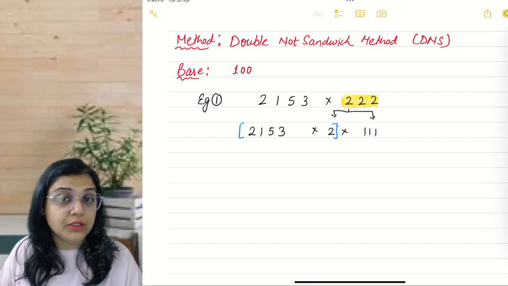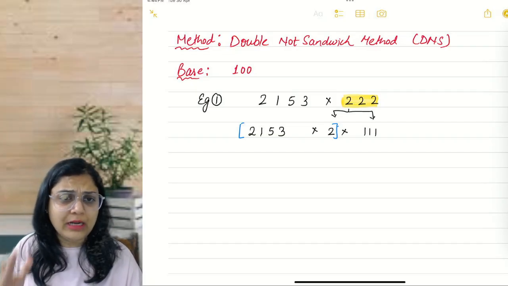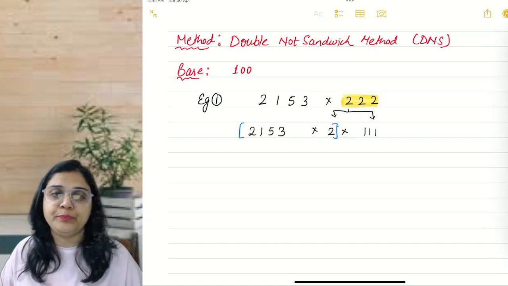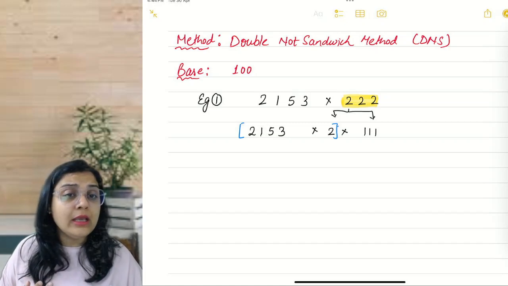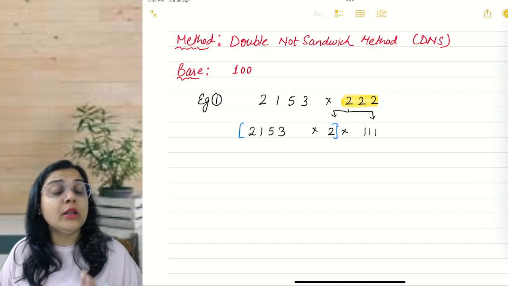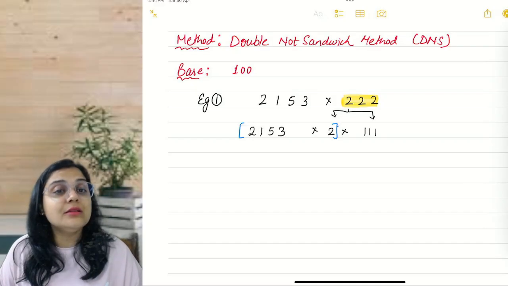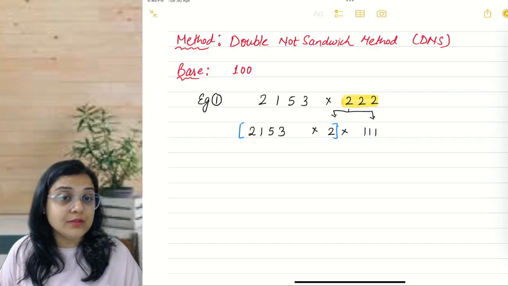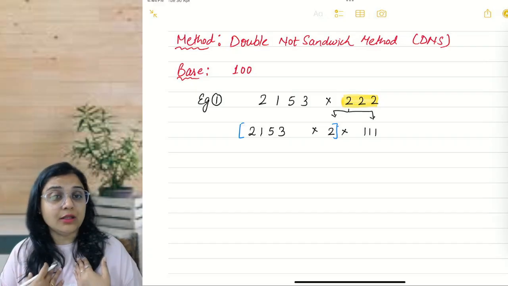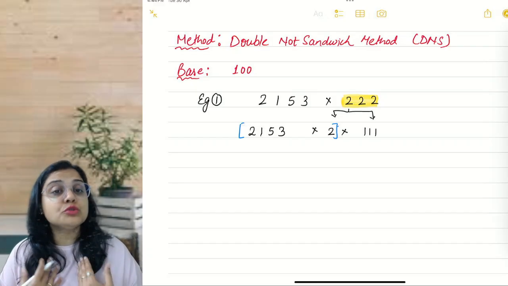2153. Now we can multiply these two numbers orally, right? We know how to multiply a number with 2. We can do it orally, and if you are not very good at oral multiplication till now, that is fine. You are still in the age of learning. You are still learning something. In fact, I am also learning something new every day. So there is no harm in that.